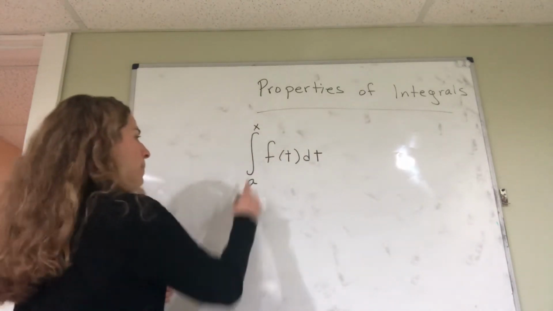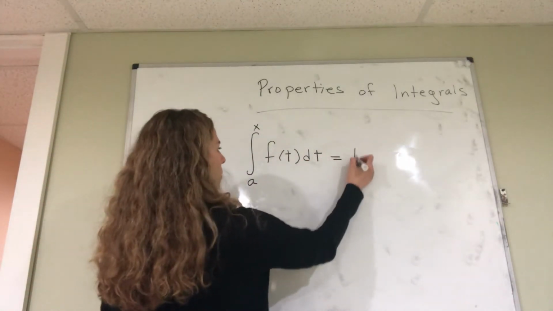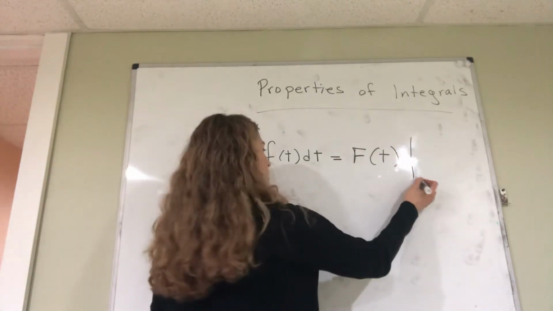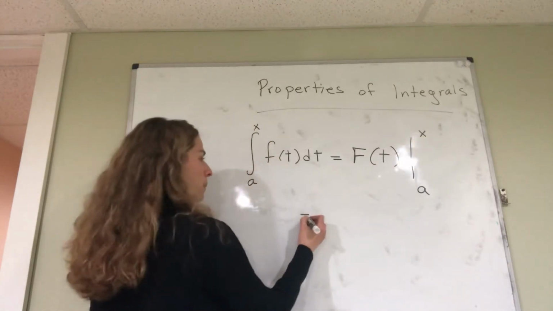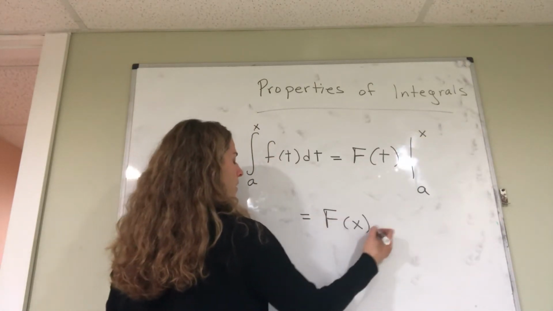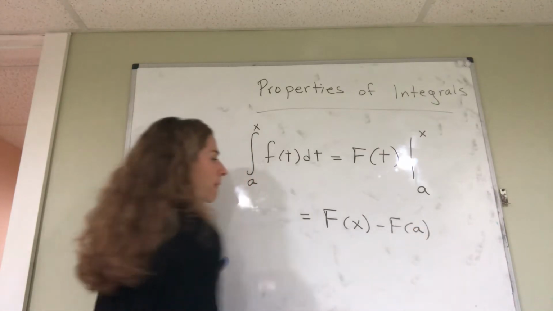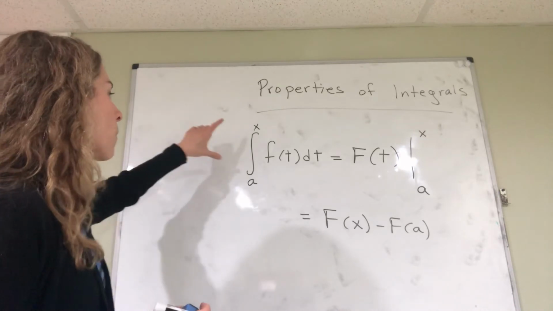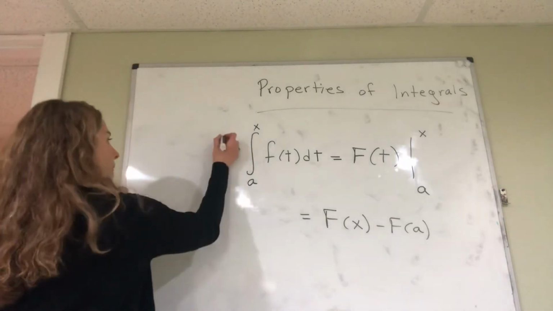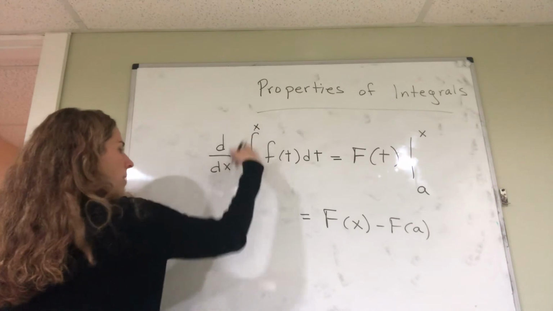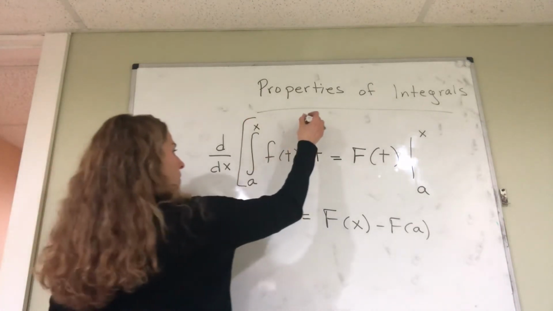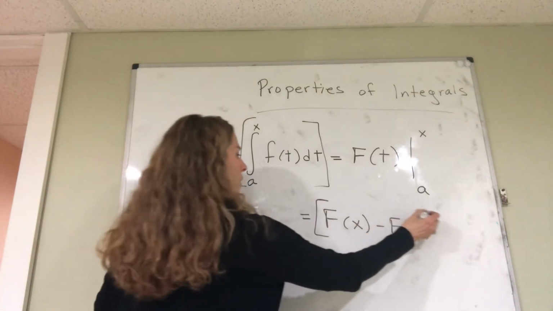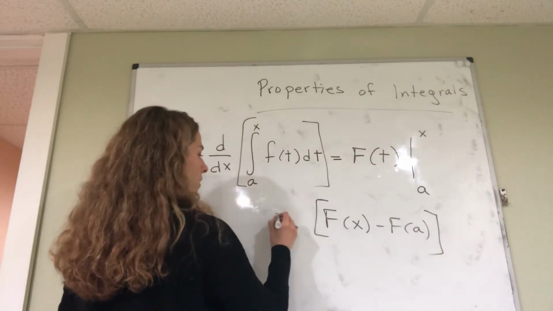If I was to evaluate this, by the first part of the fundamental theorem of calculus, it says find the antiderivative, which is capital F of t, and then plug in the upper and lower limits of integration, which is F of x minus F of a. Okay. Part 2 of the fundamental theorem of calculus now says, suppose I want the derivative of this integral. Okay. I want to know the derivative of this integral. But this integral is equal to this. So it would be the equivalent of taking the derivative of this expression.